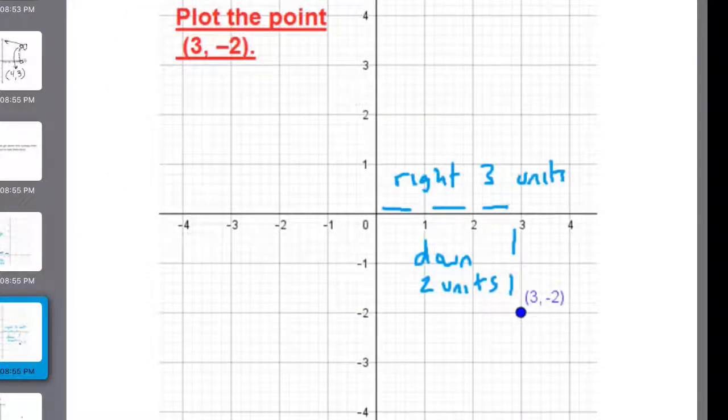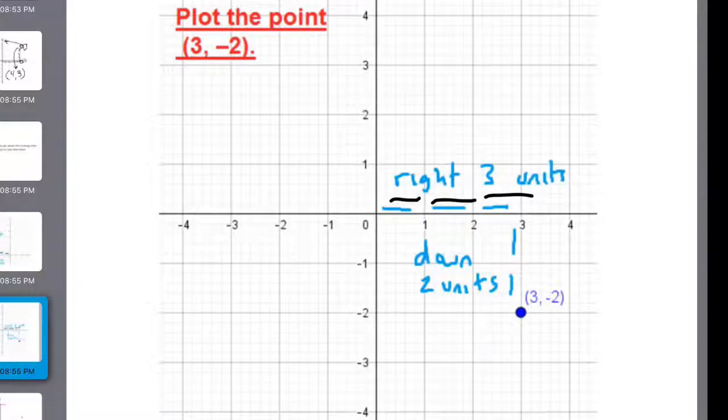We have one more example to look at before you guys are going to try some on your own. We are going to plot the point 3, -2. Remember, 3 is your x-axis. So you are going to go out 3. So we're going to go to the right because it's positive. 1, 2, 3. Then we have -2.